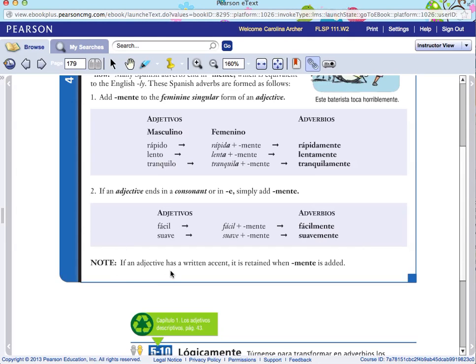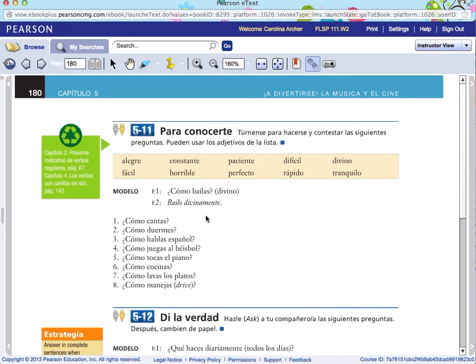If an adjective has a written accent, it will be retained when we add the ending mente. Okay, muy bien. So do your activities with adverbs.